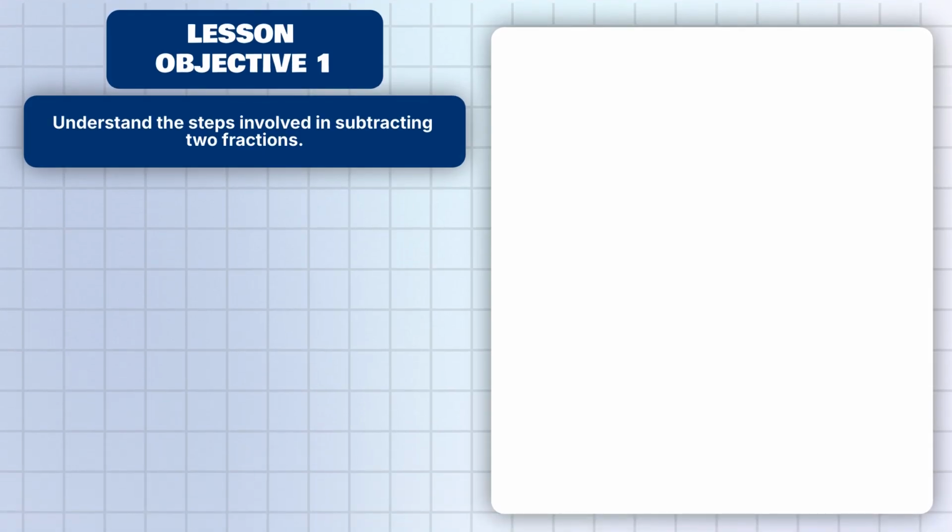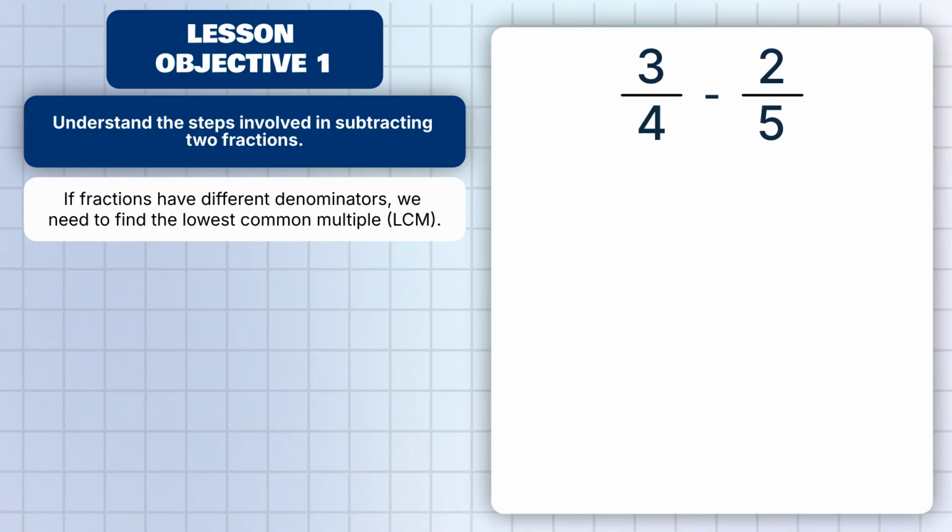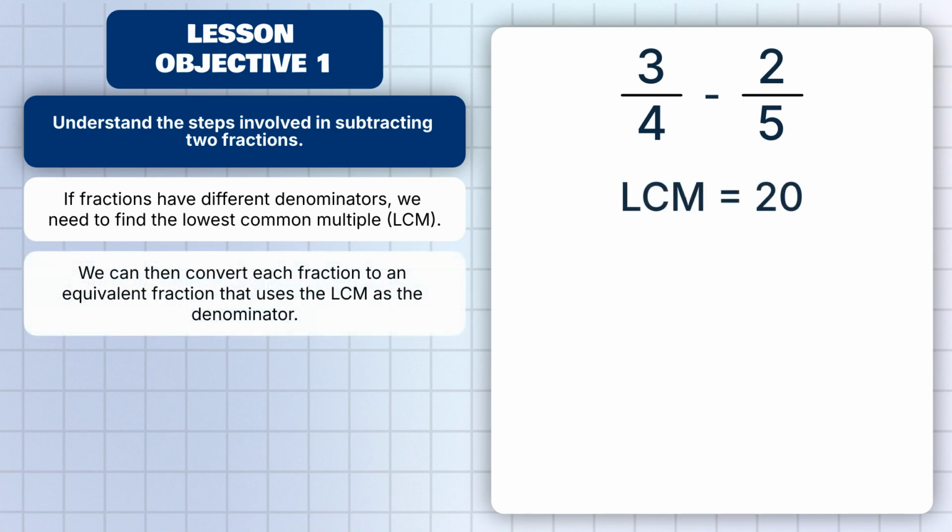When the denominators are different, the process involves a slightly more complex method. For example, let's try 3/4 minus 2/5. First, we need to find the lowest common multiple of the denominators. The lowest common multiple of 5 and 4 is 20, and therefore we can use 20 as our common denominator.